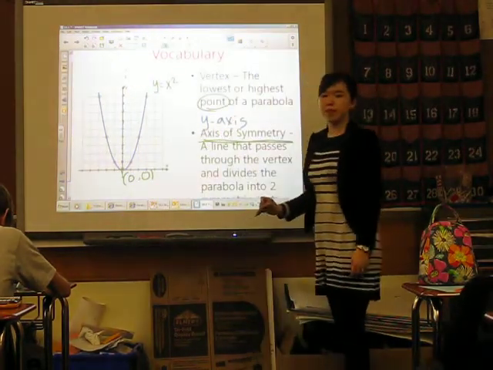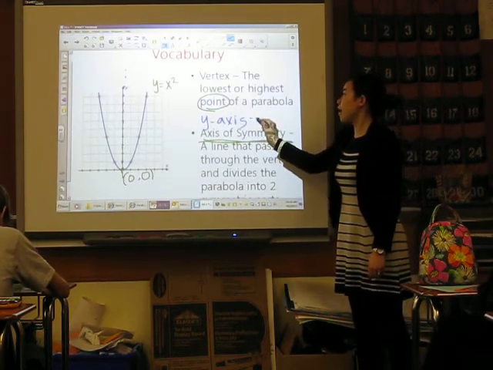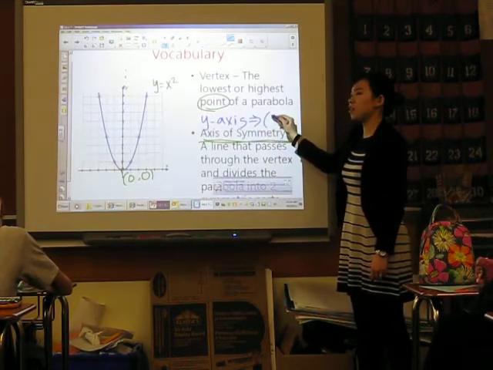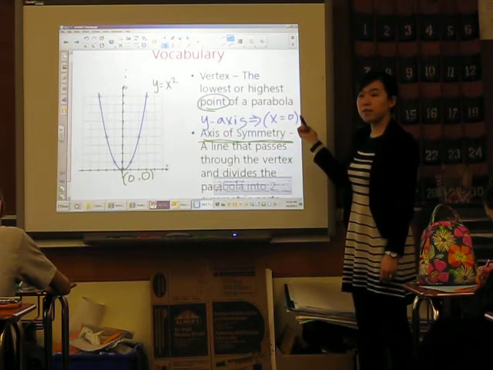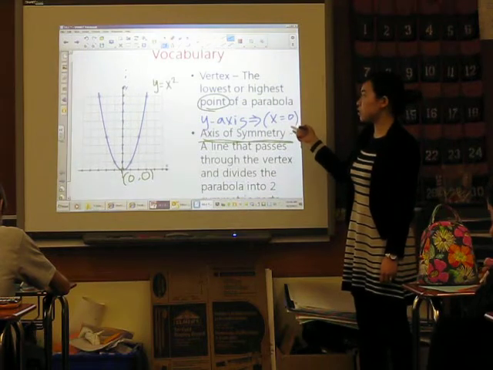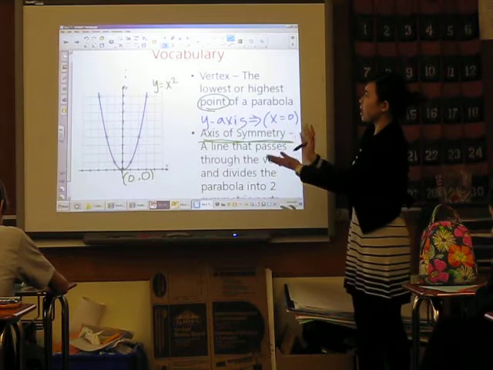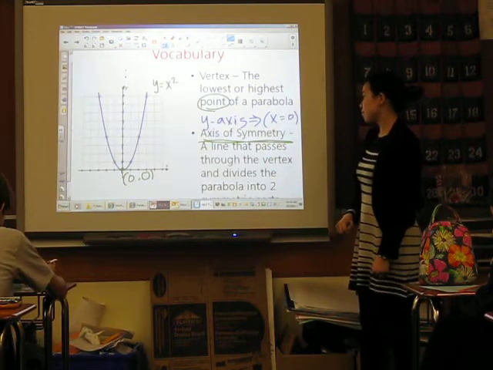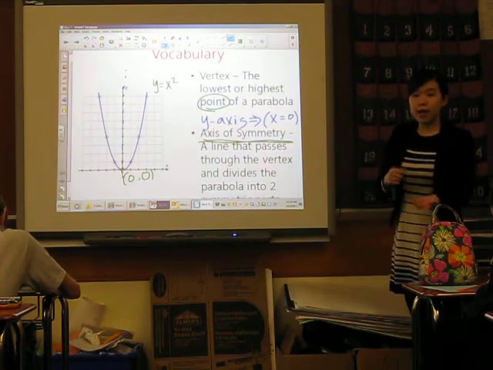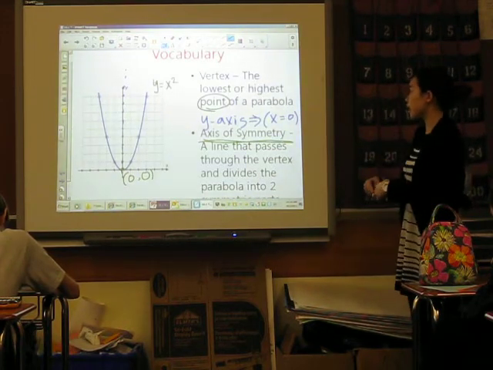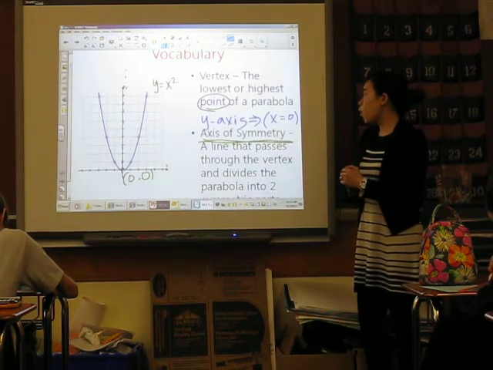But do you remember that in an equation, the y-axis can also be written as x equals 0, right? So keep that in mind. x equals 0 is the common line of symmetry in that chapter. So if I ask you about the axis of symmetry, you will say the y-axis, or in the equation you will say x equals 0. Okay?